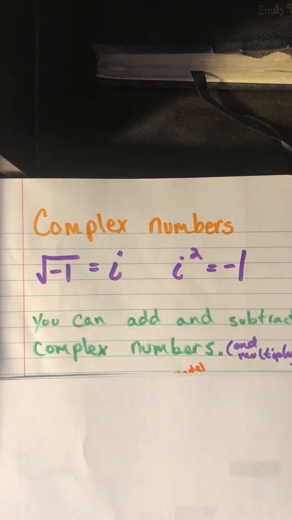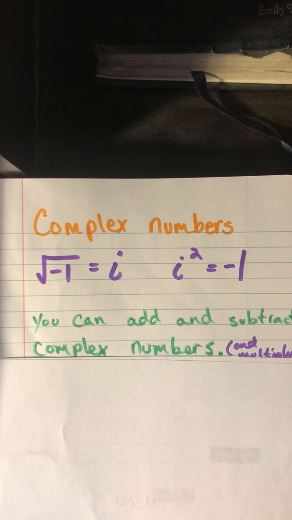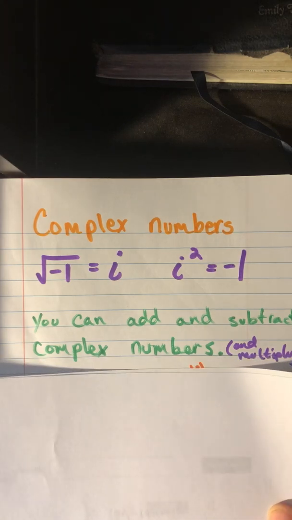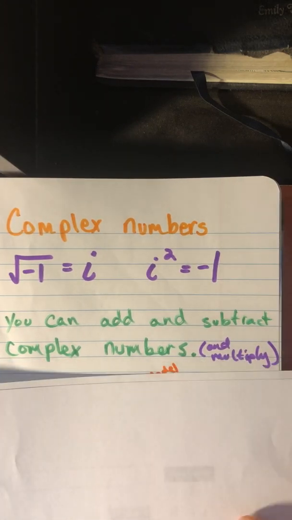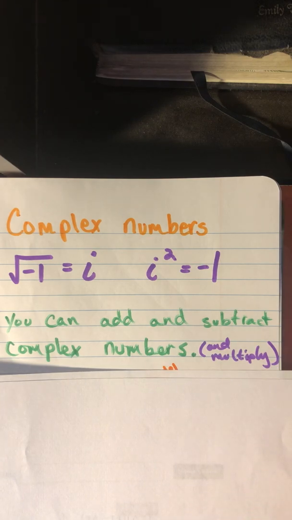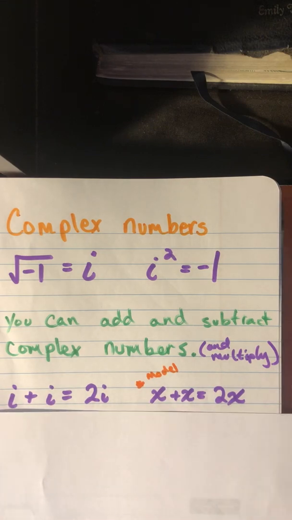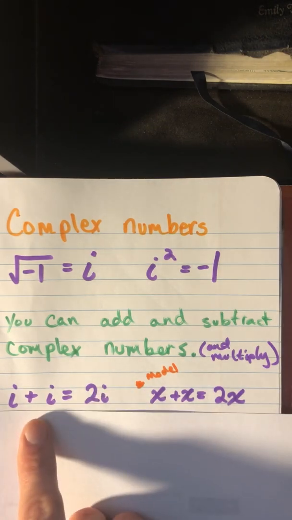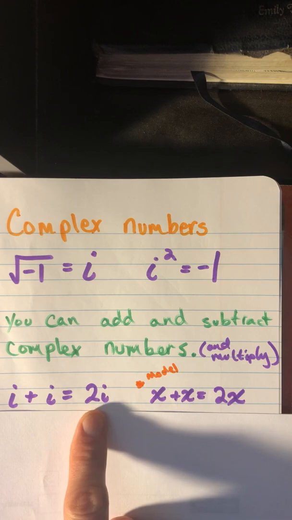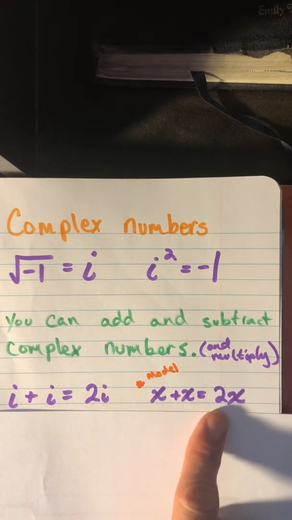Okay. Now, you can add and subtract complex numbers, and you can also multiply them. And this is what you call closed under the rules of algebra. So when we say complex numbers are closed, that means that you can add, subtract, multiply, divide them, and all the rules of algebra apply. These are basically just like numbers. For example, if you added i plus i together, you'd get 2i, and that's the same way you can think of x plus x as 2x.